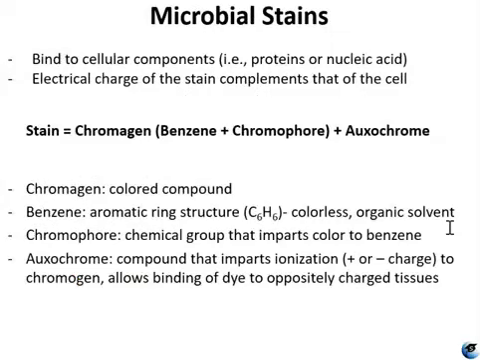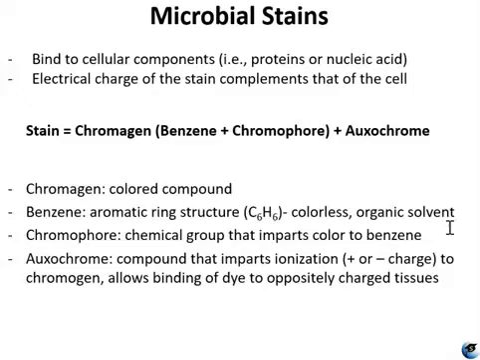Most stains work by binding to cellular components like proteins or nucleic acids, and they do this utilizing an ionic charge. An ionic charge, positive or negative, has to do with how many electrons are in the outer membrane. The outer cell membranes of most cells have an overall negative charge, so we use stains known as basic stains. These stains have a positive charge, and because opposites attract, the positive charge of the basic stain is attracted to the negative charge of the cell membrane.